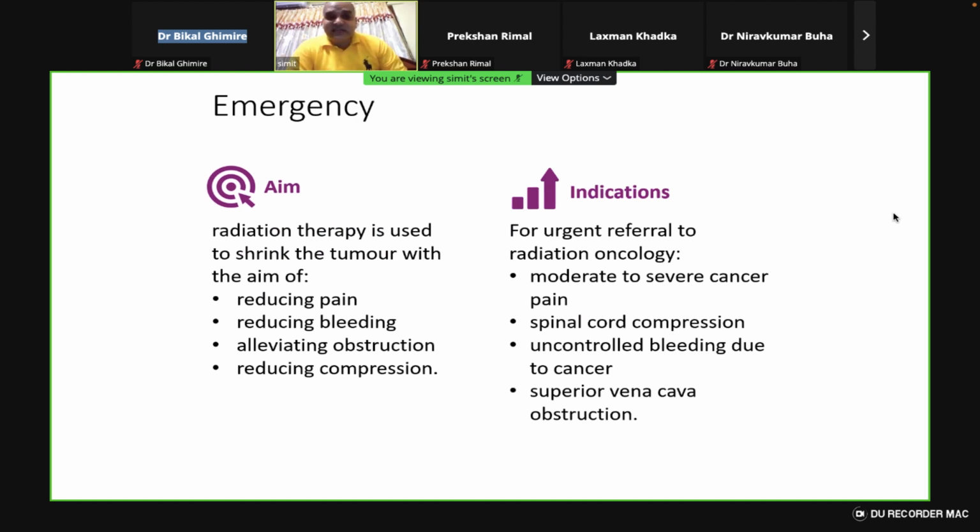Sometimes radiation is delivered as emergency treatment. So here radiation is delivered to reduce pain, bleeding, alleviate obstruction, and reduce complications. Some emergency indications are moderate to severe cancer pain, spinal cord compression, uncontrolled bleeding due to cancer, and superior vena-cava obstruction.